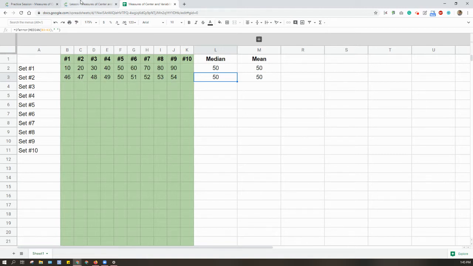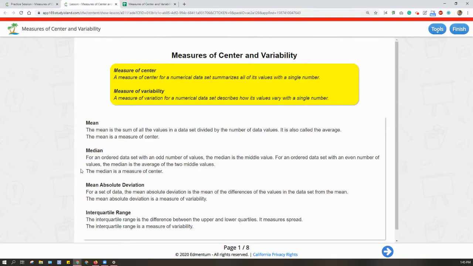So there are a couple of different measures of variability. Check it out. The first one is mean absolute deviation. Now, I know that's a weird sounding term, but it's a super easy calculation, so stay with me. For a set of data, the mean absolute deviation is the mean of the differences of the values in the data set from the mean. So the mean absolute deviation is a measure of variability. I'm going to go over what that said again. The mean absolute deviation is the mean of the differences of the values in the data set from the mean.